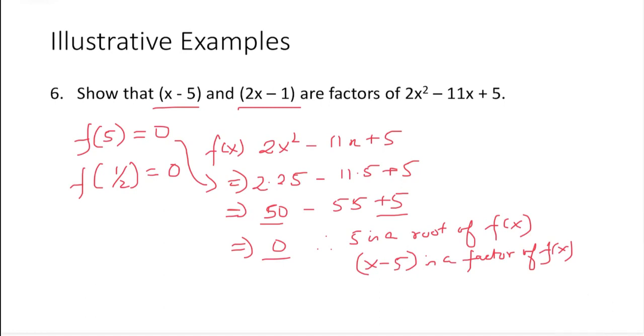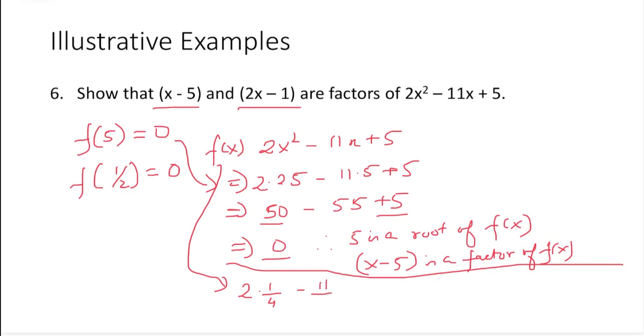Next, we'll check it for f of half. So what is f of half? F of half, if we write it here, so 2, so here I'll draw a line. So 2 times half squared, so 2 times 1 by 4, minus 11 by 2, plus 5. So we'll take 2 as the common factor. So 1 minus 11 plus 5 times 2 is 10. So 10 plus 1 is 11, minus 11, that is 0.